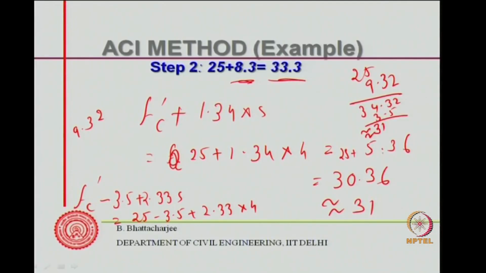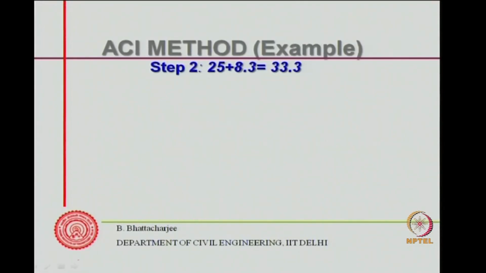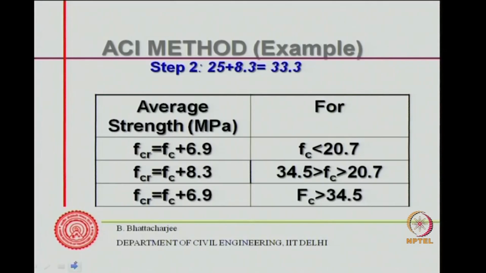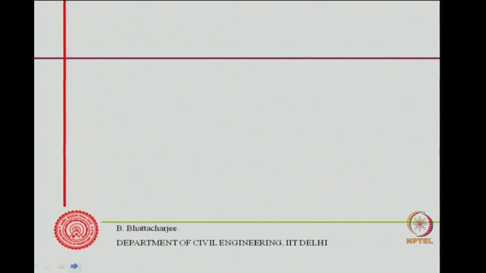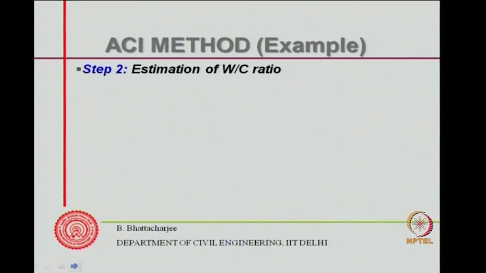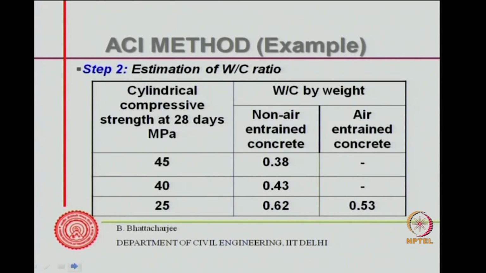So, taking the maximum of the two, both ways I am getting 31 if the standard deviation is known, and if it is not known, it would have come to 33.3. So the average strength would be 33.3. One has to decide, and since the standard deviation is not known, we will be designing for 33.3, and correspondingly I must find out the water cement ratio from the table.